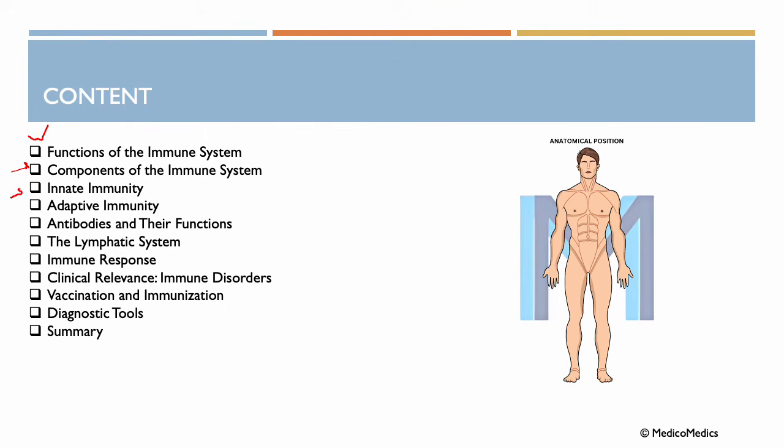We will compare innate versus adaptive immunity, talk about antibodies, the lymphatic system, the immune response, clinical relevance, such as immune disorders, briefly mention vaccination and immunization, diagnostic tools, and end with a summary.